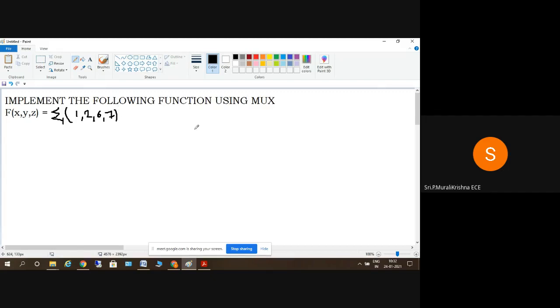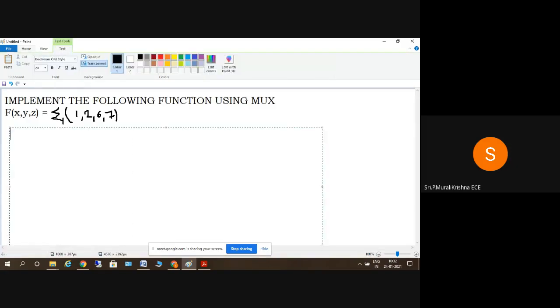So there is a function and I have to implement this function with the help of the multiplexer. First of all, check the minterms here. f of x, y, z, what is the meaning of f of x, y, z? How many inputs are we using here? I mean, how many values are possible here? What is the total number of values possible? 8. So all the 8 are the inputs here. This combination of x, y, z will give the 8 values.